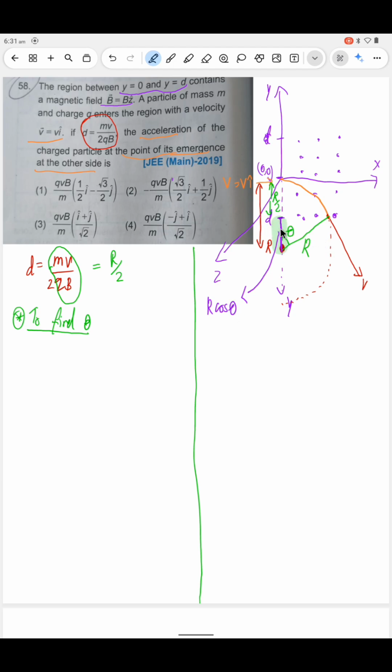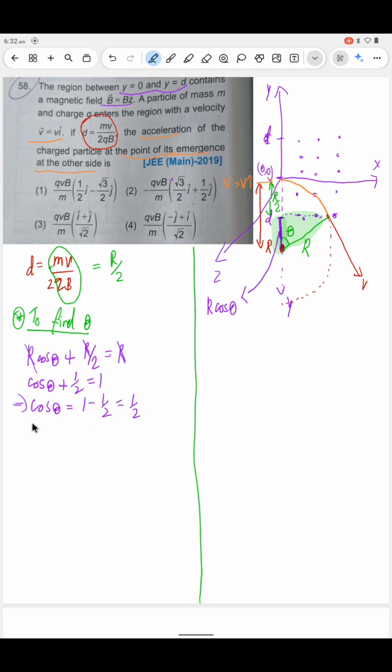If this is r cos theta, then we get a relation that the total distance r is equal to r by 2 plus r cos theta. Considering this as a right angle triangle, we got it as r cos theta. So r cos theta plus r by 2, where r by 2 is the d, is equal to total r. Everywhere r is there, so we can cancel that. So we get cos theta plus 1 by 2 is equal to 1. Now take 1 by 2 to the right side, so cos theta is equal to 1 minus 1 by 2, which is equal to 1 by 2.